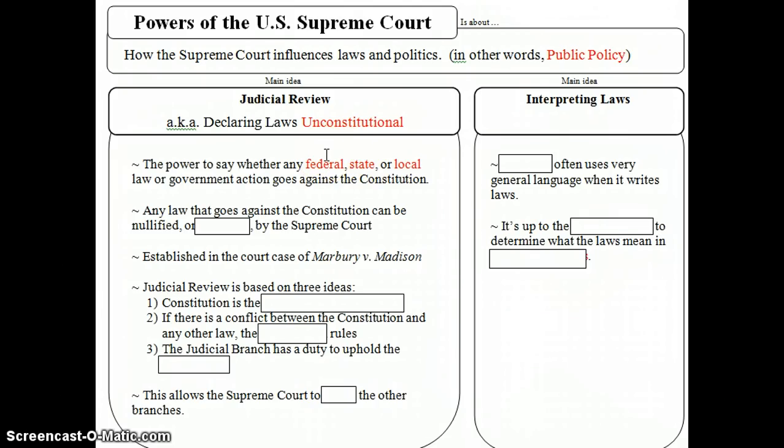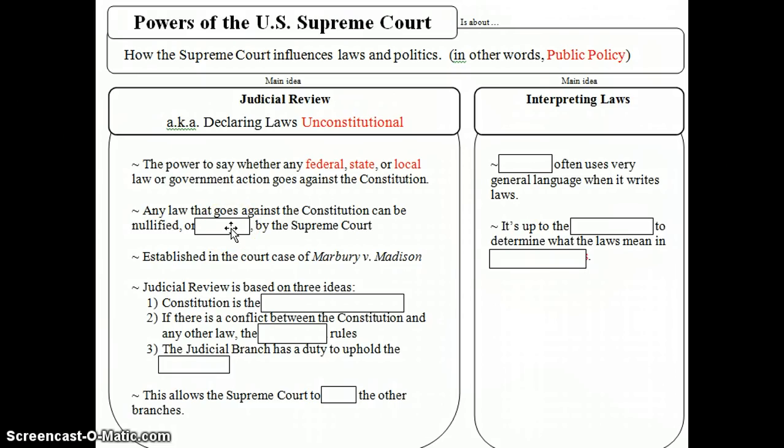So, power to say whether any federal, state, or local law or government action goes against the Constitution. In other words, it's something that clearly contradicts what the Constitution says. It could be something that tries to prohibit or stop something that the Constitution says, or it could be something that tries to allow what the Constitution clearly says cannot happen.